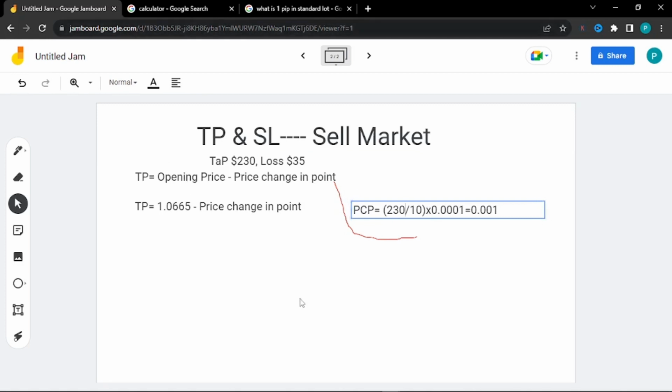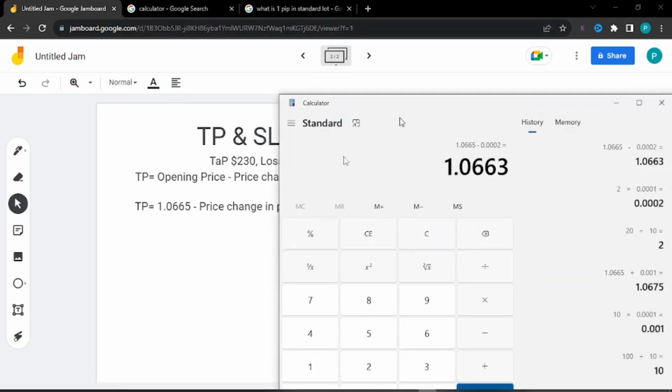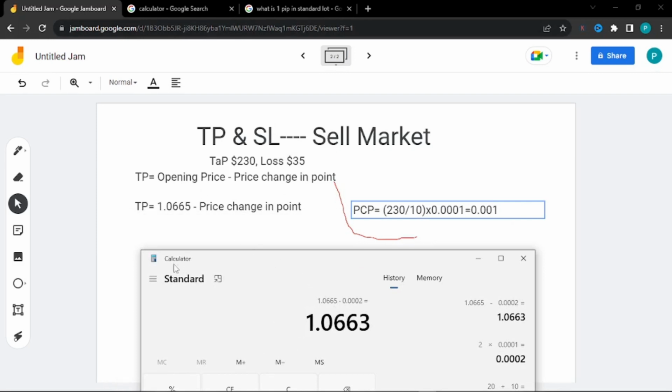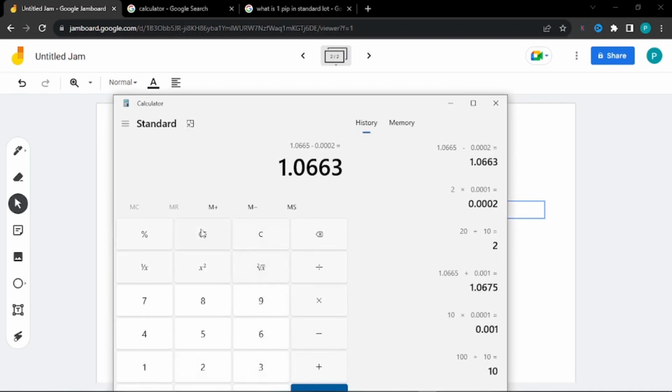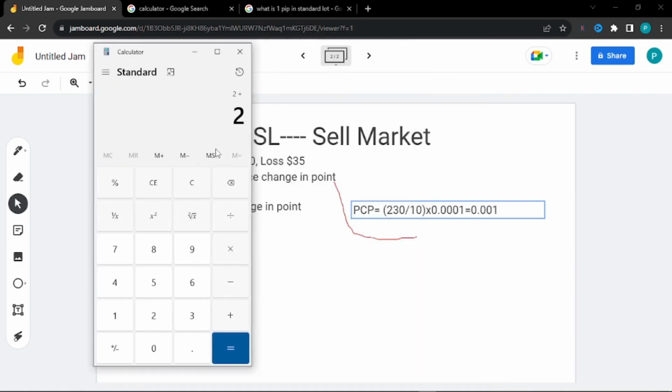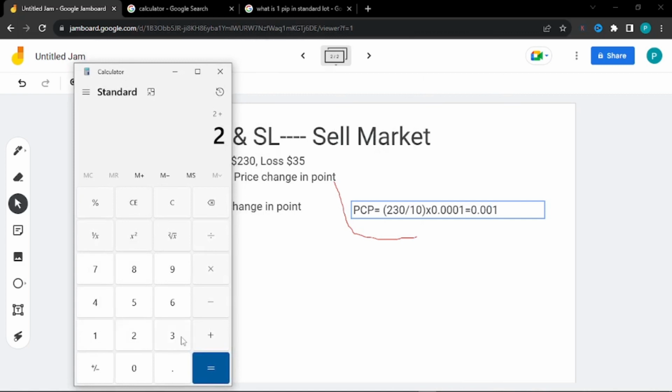So $230 divided by 10, I know you already know the answer, but I'll be using a calculator to make everything simple. So 230 divided by 10, okay, this will be perfect. 230 divided by 10 multiplied by 0.